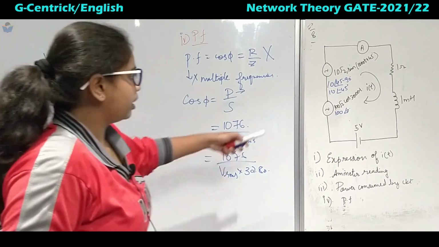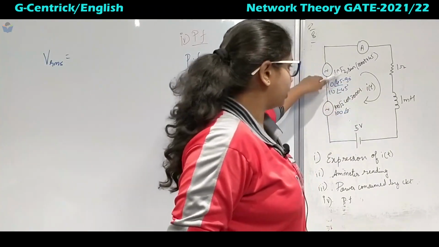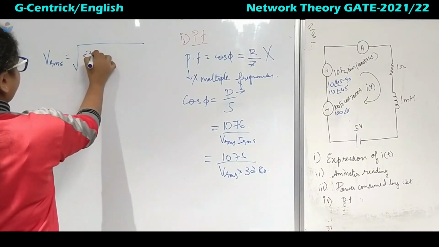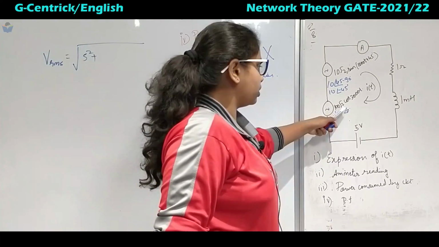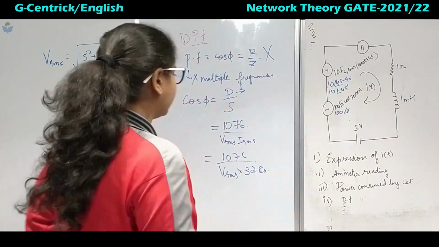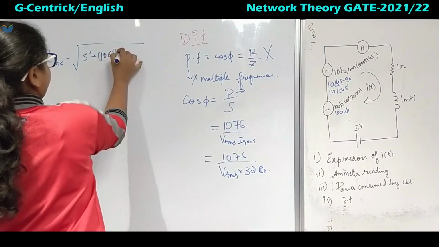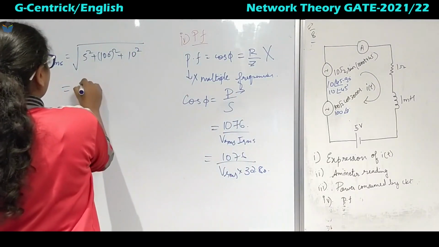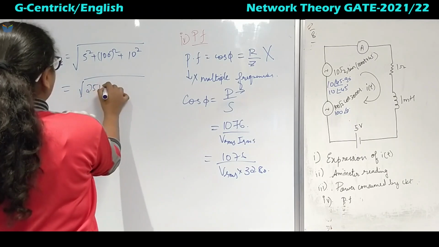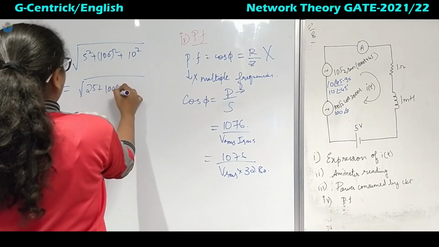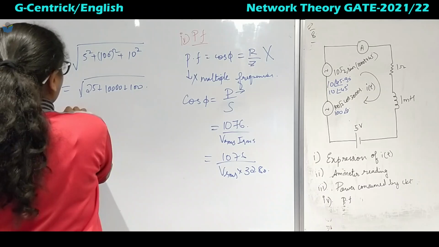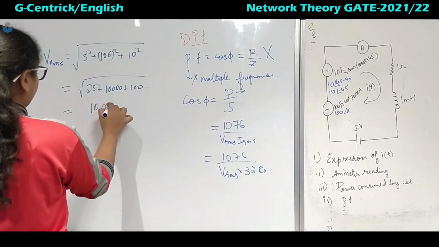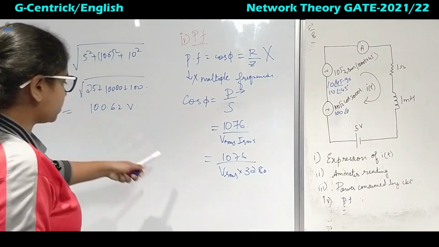We have everything here. For all three sources we know the voltages. So take the square root: we have 5 squared from the DC voltage. If you divide by root 2, it gets cancelled. Then 100 squared, and similarly root 2 and root 2 get cancelled, so you get 10 squared. So this is 25 plus 4, then 100. VRMS comes out to be 100.62 volts.